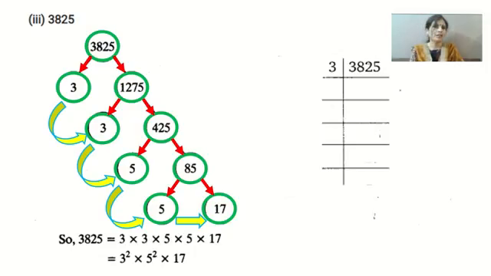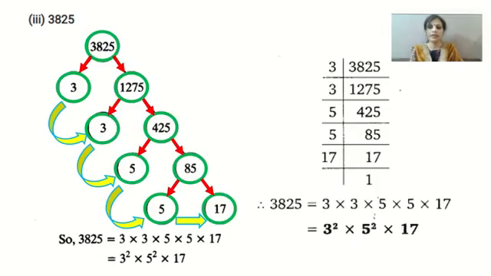The same sum can be done by the prime factorization method. So just have a look over here. Again we can write 3 into 1275, then 3 into 425, then 5 into 85, then 5 into 17, and the last is 17 into 1. In the same manner we have written the factors of 3825. Finally, 3 square into 5 square into 17. So this is how we can find the prime factors of a composite number.